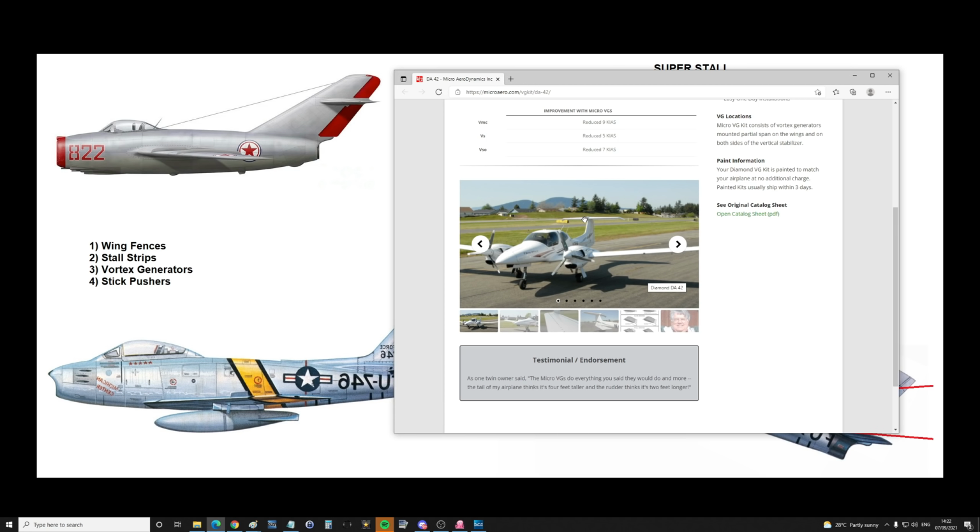Yeah, so the Diamond has a push rod system. The stick is directly linked to the ailerons and the elevator via push rods, so I can feel everything that's happening in that stick. So that is the super stall.